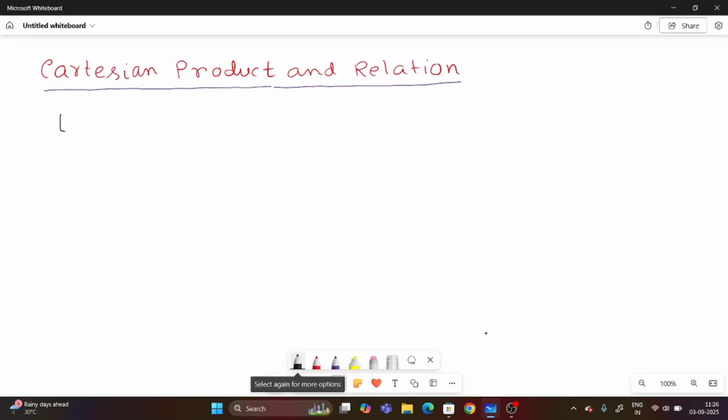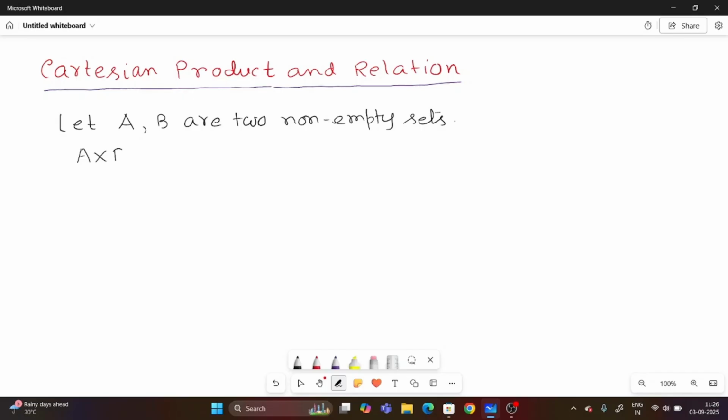Suppose A and B are two non-empty sets. Then what is the definition of their Cartesian product?